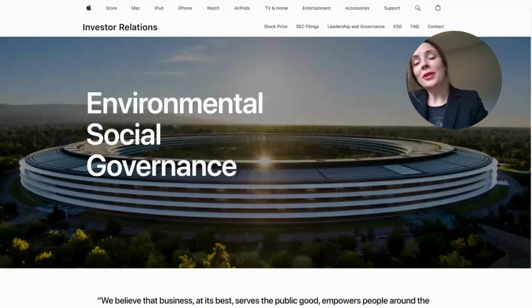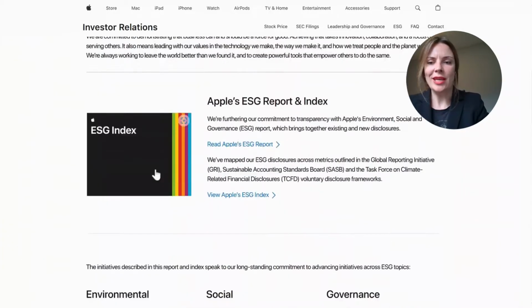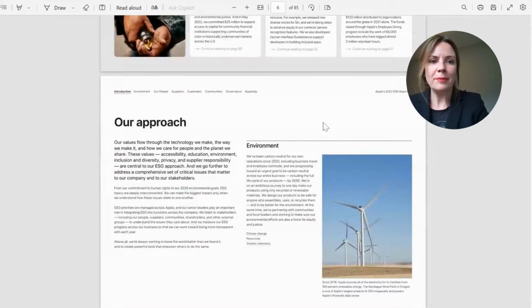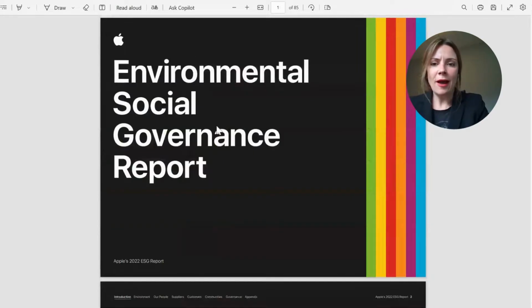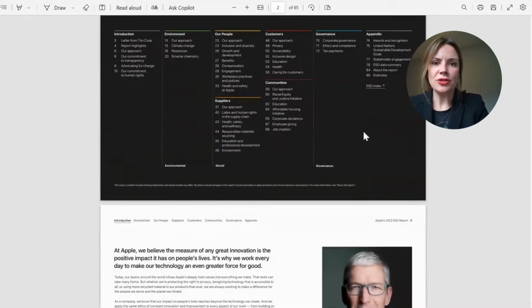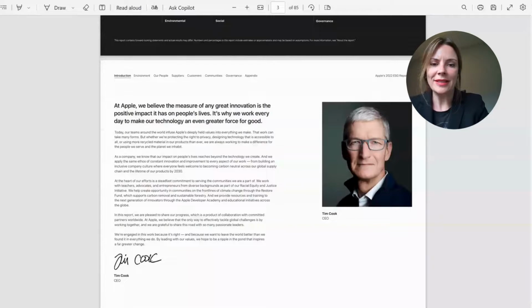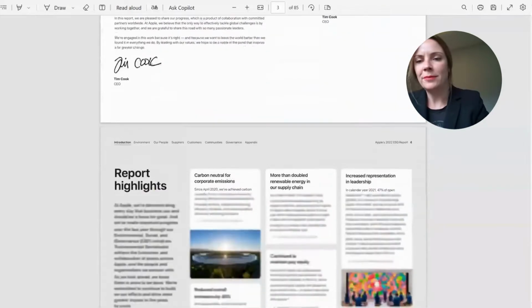All right, so I chose Apple for this one. I went to Apple's Environmental Social Governance page, ESG, and I get to click Read Apple's ESG report. What happens is it opens up a big PDF for me. At the top, environmental, social, governance, there's so much in this report, but look, there's a letter from the CEO. This is coming from top down.